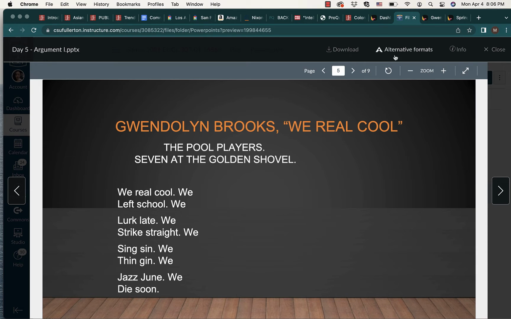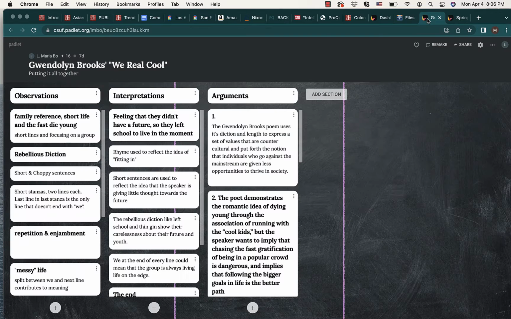Now, what I did is I showed students two different Padlet pages. I divided students into groups, and I told them in groups they had to fill in these three columns. The first column is observations, where they just notice what's happening in the poem, including things like short choppy sentences, short stanzas, repetition, enjambment, but then they also have to make interpretations.